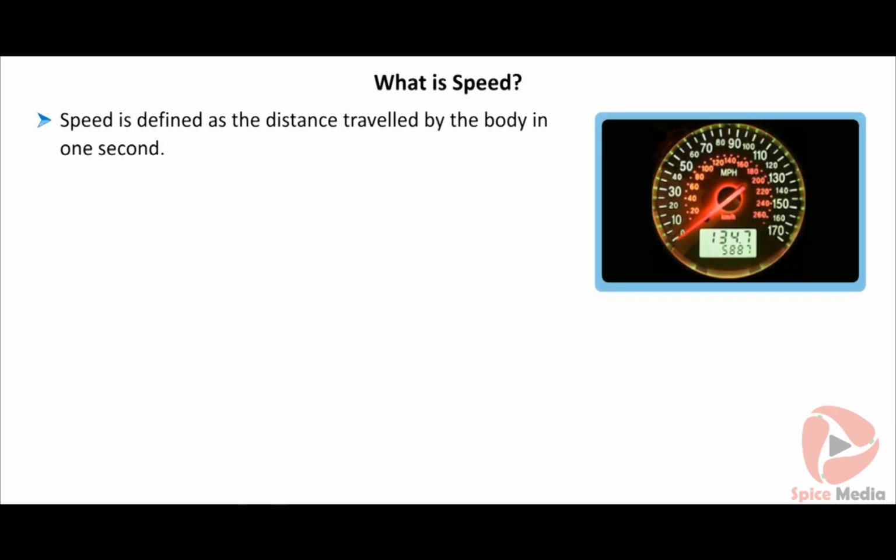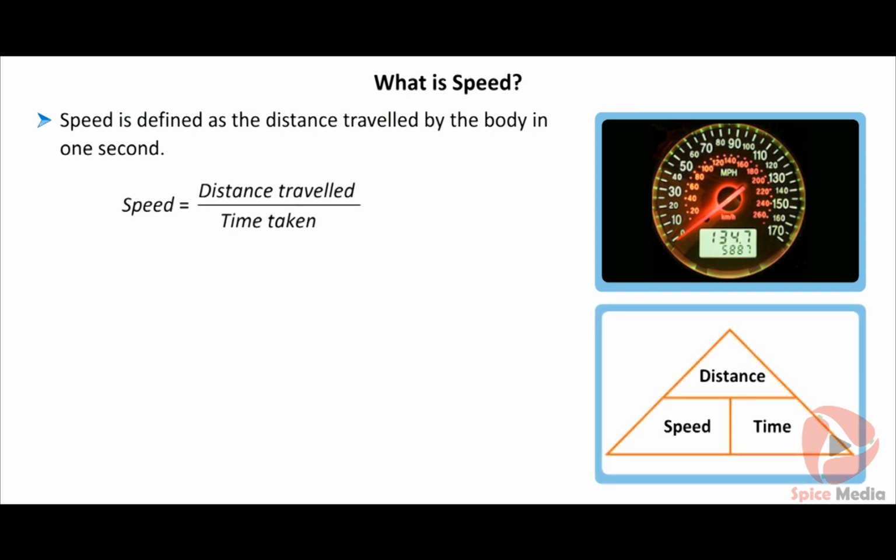We can define speed as the distance traveled by the body in 1 second. Speed is equal to distance traveled divided by time taken. You are probably familiar with the speedometer of a passenger vehicle, which tells the speed of the vehicle every instant in kilometer per hour. However, the SI unit of speed is meter per second. The distance traveled is measured in meters and time in seconds. Hence, we have the unit of speed as meter per second.